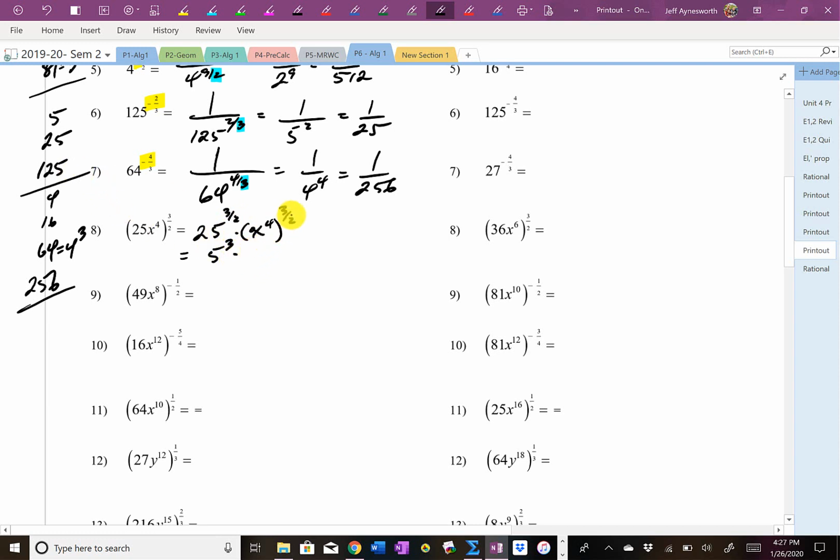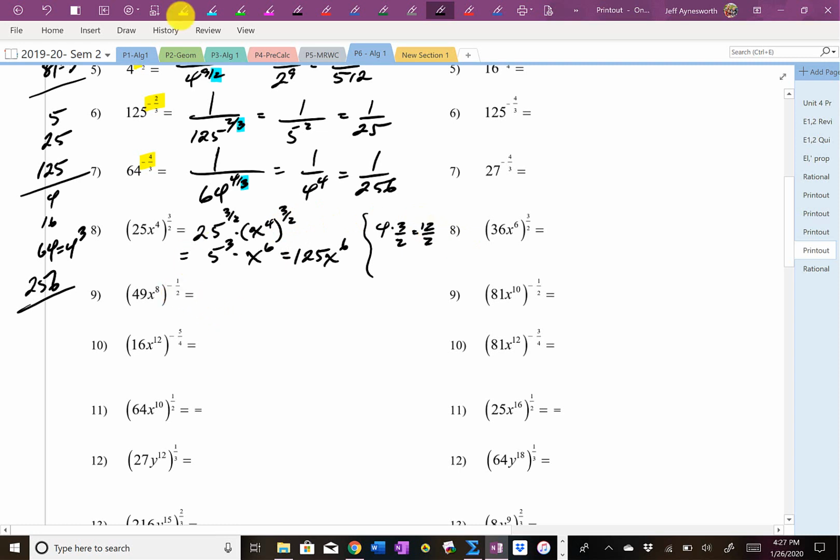And then here, 4 times 3/2, a power to the power you multiply. All right, 4 times 3/2 is 12/2. 12 divided by 2 is 6, so I get times x to the 6th. So my final result is 125 x to the 6th. I just did a little side work over there. Power to the power you multiply.